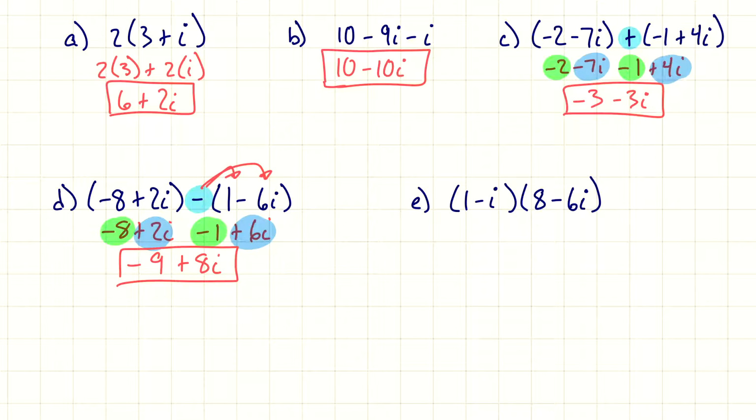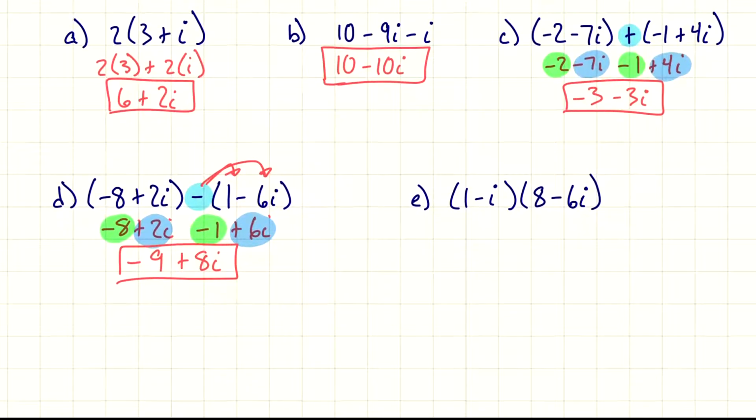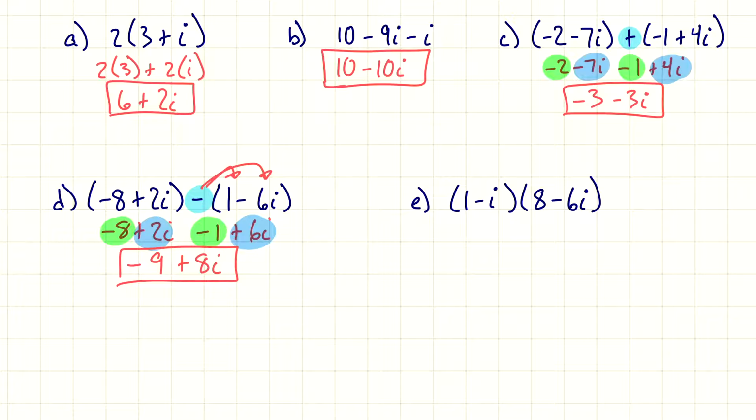Almost done. And this last one looks like the others, but it's different because there is no plus or minus. These are being multiplied. We've done this before. You could use an area model on these. If you wish to use an area model, that might be a good idea. Let me just do that really quick on the side. So I'll do 1 minus i and 8 minus 6i and just multiply.